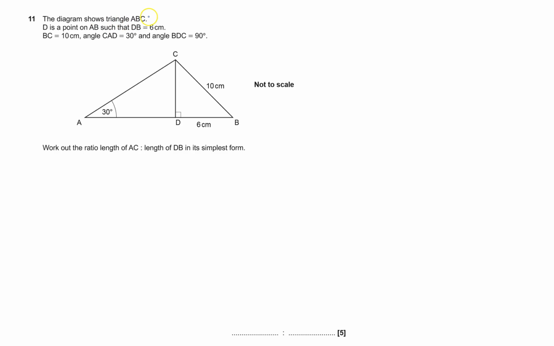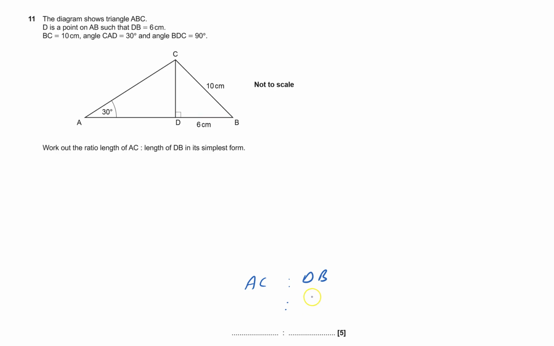Diagram shows triangle ABC, and D is a point on AB. It gives some information. I've got to work out the ratio of the length of AC to DB in its simplest form. So my guess is I'm going to have to simplify it.